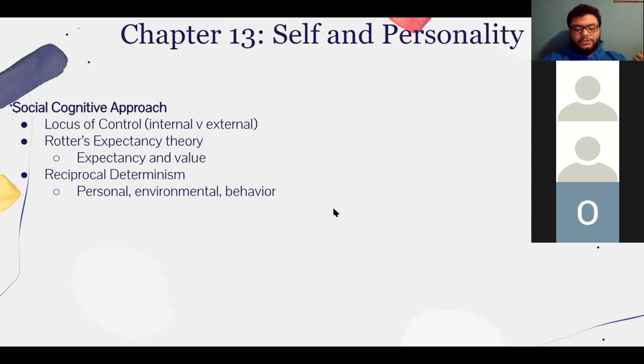And then reciprocal determinism is based on my personality, the environment, and behavior. So if the environment helps me, then I'm gonna help the environment. And if I help the environment, then I expect the environment to help me. And by environment, I just mean like society, the other people, so on.